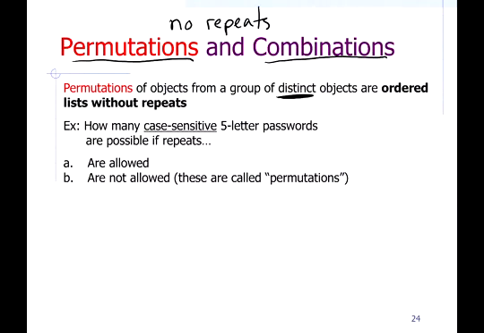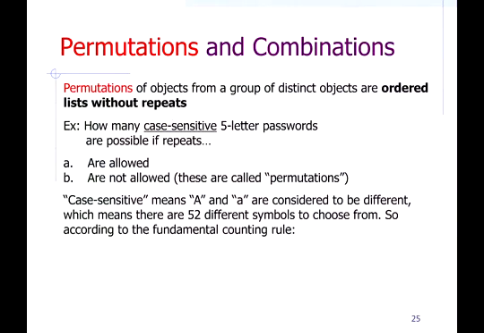All right, so how many case-sensitive 5-letter passwords are possible if repeats are allowed and are not allowed? We just talked about this on the last slide. The only difference here is we have the word case-sensitive. That makes it a little bit different because with case-sensitive, uppercase A and lowercase a are 2 different symbols. They're not the same. So instead of having 26 letters, we have 52 because there's 26 lowercase and 26 uppercase.